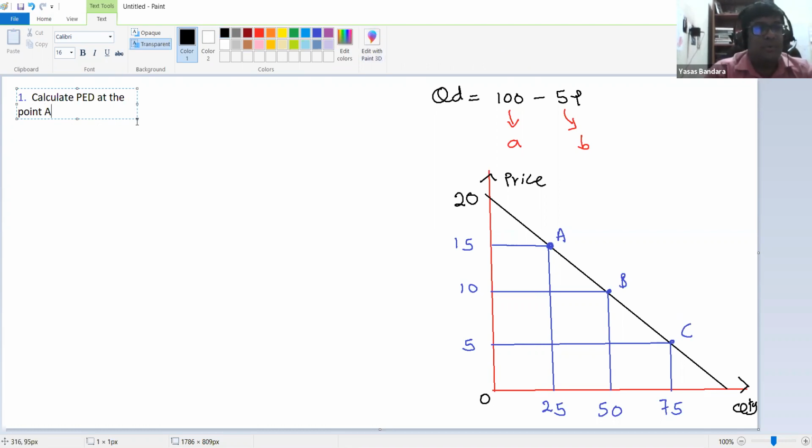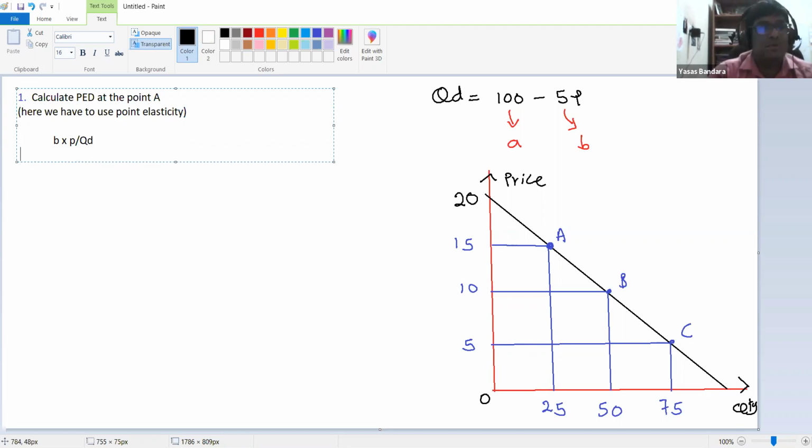Calculate PED at the point A. So what you have to do, you have to use point elasticity. So here we have to use point elasticity, right? Can you remember that equation I have given you? Point elasticity is calculated by this equation: B into P over QD.